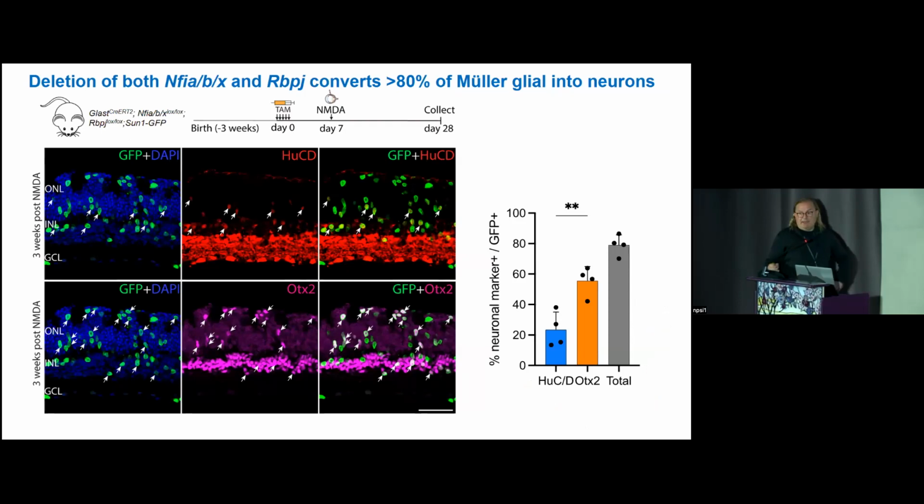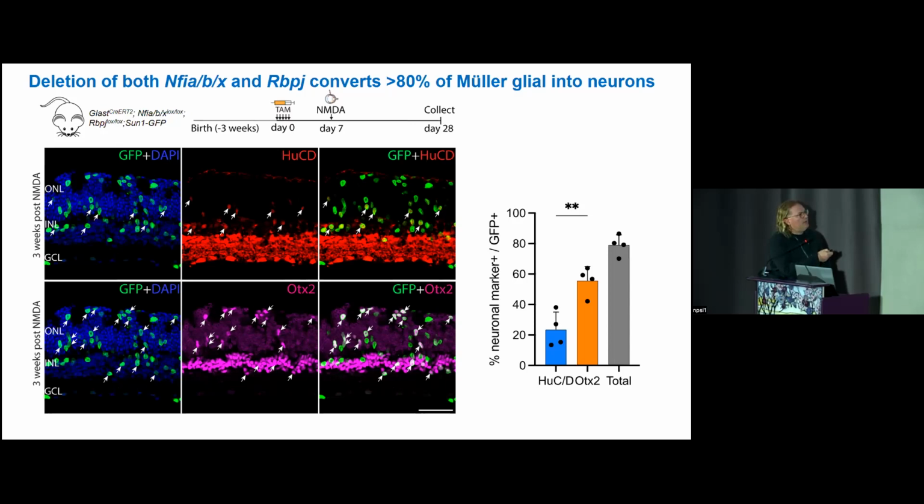Now, what about if we combine the NFI mutants and RBPJ mutants? Do we get better results? We get results that are actually about as good as it's possible to get, maybe a little too good. So here we have GLAST-CreER, the NFI triple knockout, the RBPJ mutant, and then the Sun1. So we're knocking out 5 different alleles here, 4 genes and 1 reporter. This is 3 weeks after NMDA treatment, 4 weeks after knockout. These are the glia and glia-derived cells.